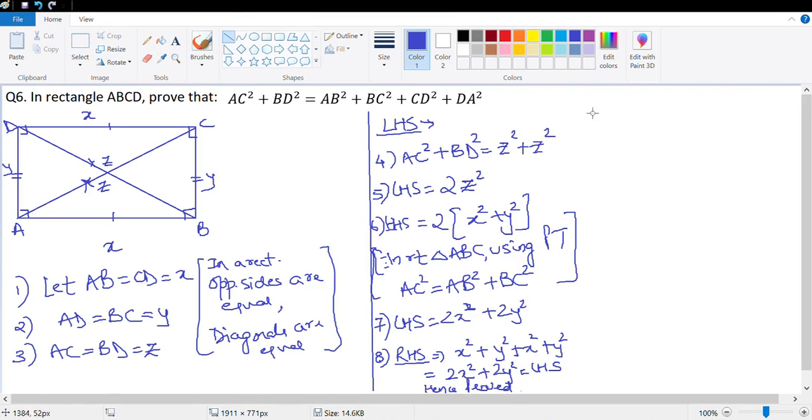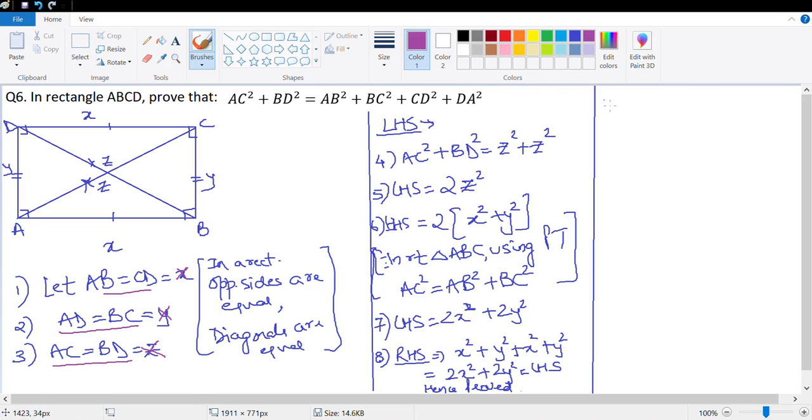Let's try one more question using both the methods. After that, maybe I'll use only one method to solve questions in this video. So in this question, let's try the second method. So let's start with point number 4. We will not take the variables. We will have AB is equal to CD, which is given, AD is equal to BC, and AC is equal to BD. Now let's look at the left hand side.